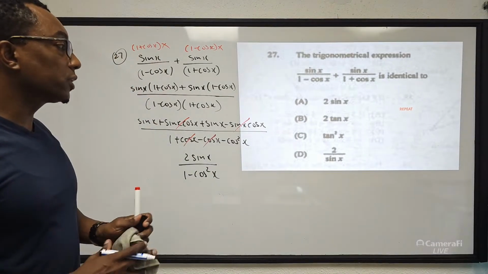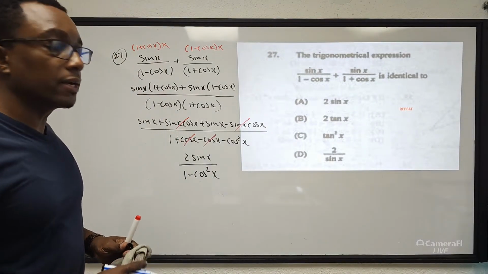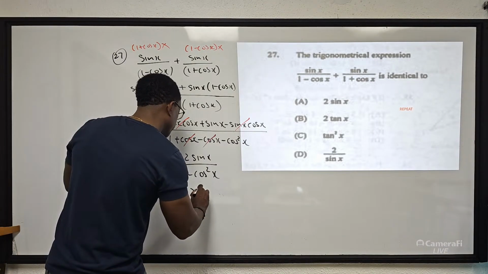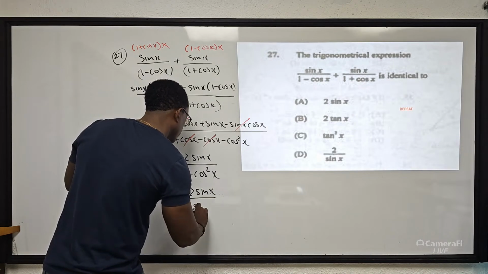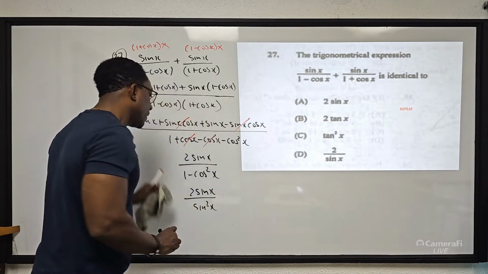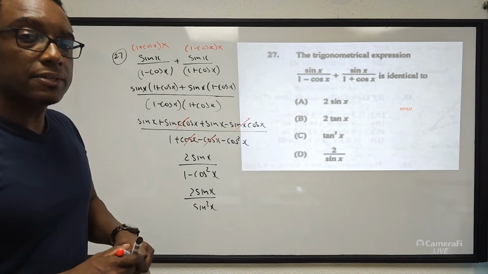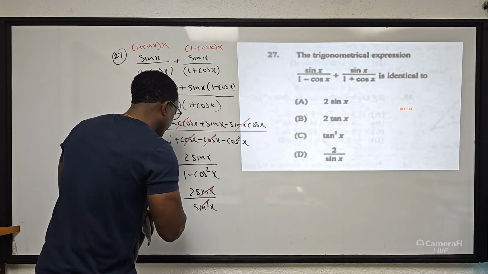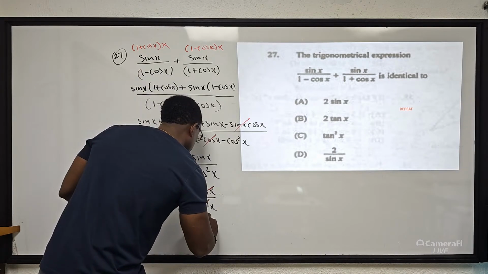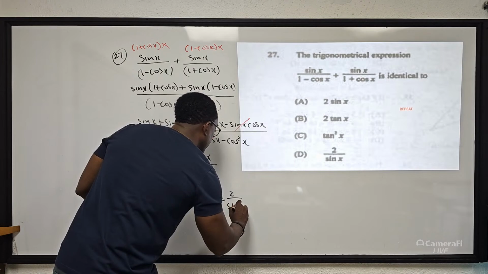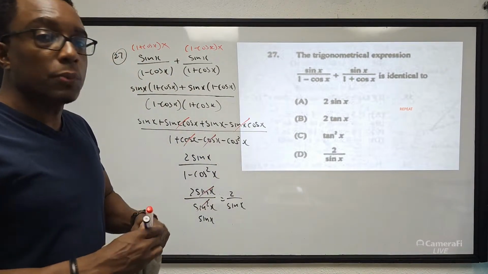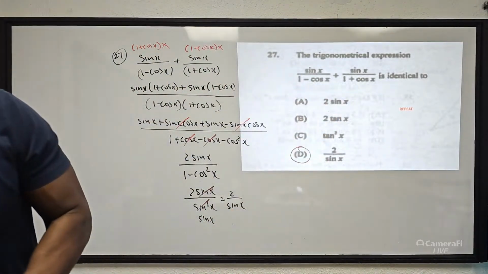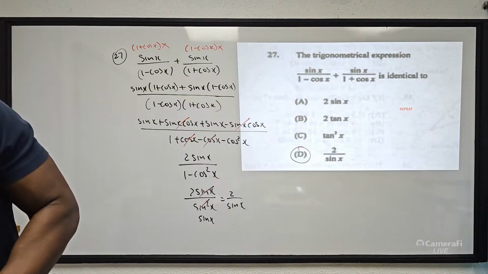Now, of course, we want to make sure we get one of the options shown. So 1 minus cos squared x, we have to know identities, is equal to sine squared x. And therefore, I can simplify that by dividing sine x into sine squared x, which gives me sine x. So I'm going to get 2 over sine x. So the answer for question 27 is D. That is a repeat. So make sure you pay attention to that, right? So that there is a repeat.